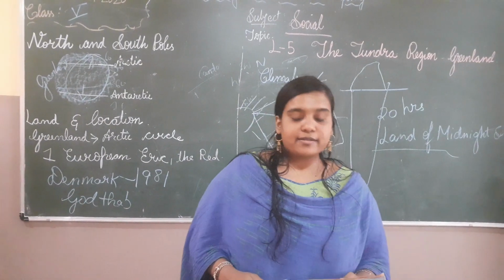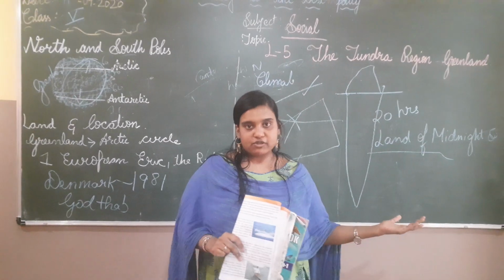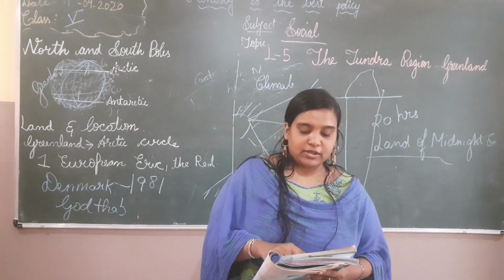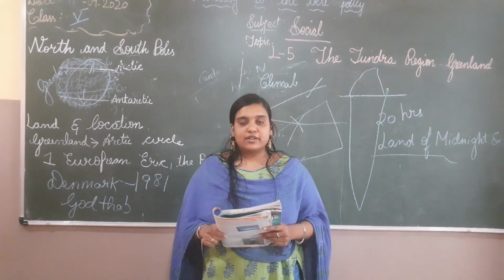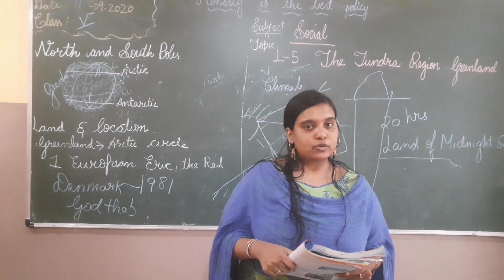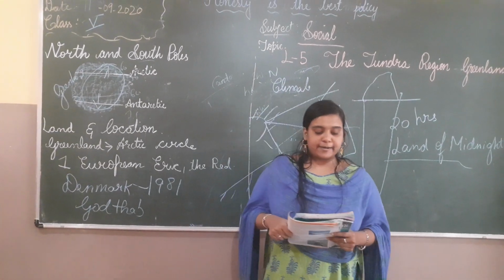Children, so the Tundra region, lesson number 5. We have studied about the equatorial region. Now we are going to study about the Tundra region. In the Tundra region, we are particularly doing Greenland. Near the equatorial region, we studied about the sun's rays falling directly on the equator, in South Africa and DRC. Now in the Tundra region, we are learning about Greenland.